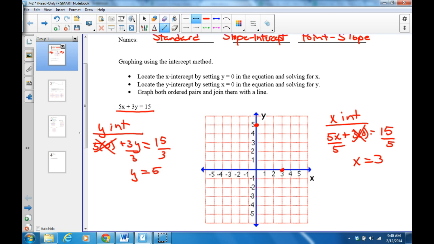The next part's really easy. All you're going to do is connect the dots to make your line. And I just want you guys to remember that there should be an arrow at both ends of this because it's a line that's going on forever. Okay? So that is the intercept method. You just put in zeros and find your points.